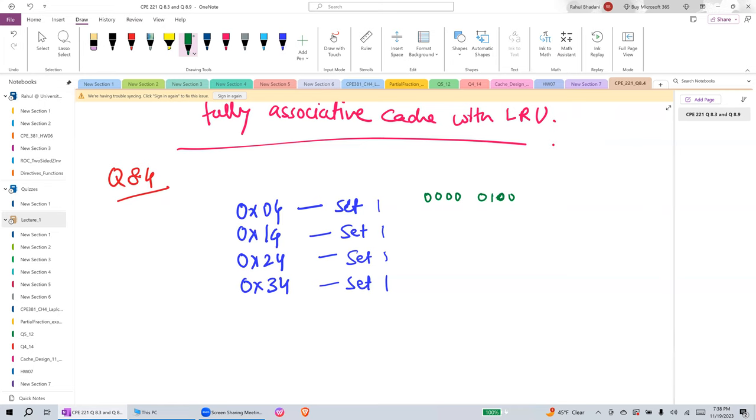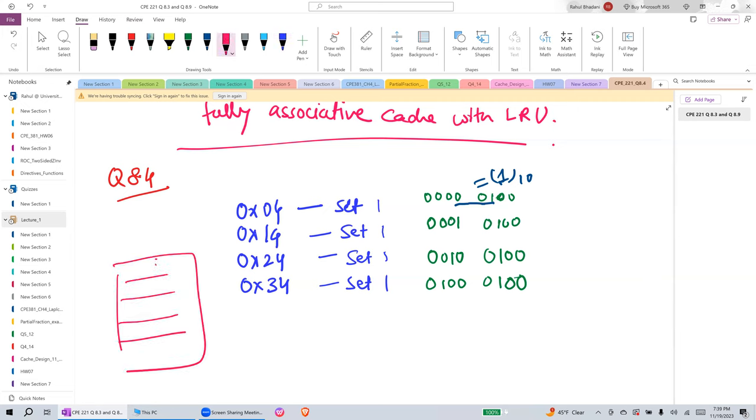So this is your binary representation, and we use these three bits, which is equal to 1 in decimal. This one is 0001, and then 0x14 is 0100, and then 0x24 is your 0010. So all of them will go to set 1, if we have direct mapped caching. So this is your set 1.